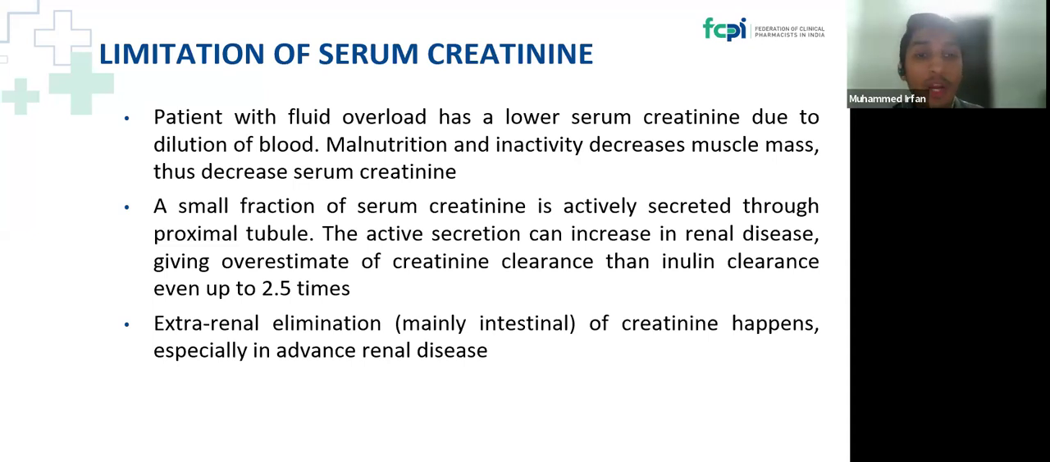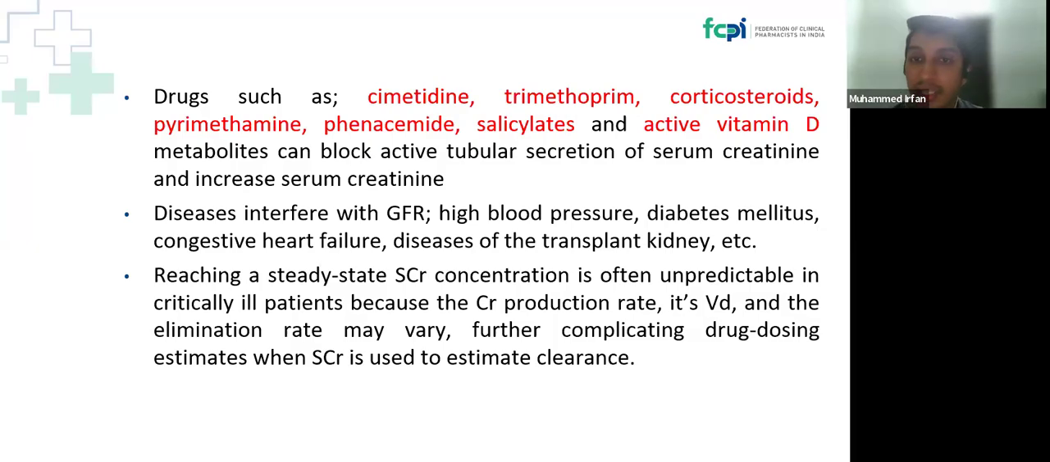Thus, a decrease in serum creatinine can be seen in those patients. A small fraction of serum creatinine is actively secreted through the proximal tubule, and the active secretion can increase in renal diseases, giving an overestimate of clearance compared to inulin clearance, even up to 2.5 times. Drugs such as cimetidine, trimethoprim, corticosteroids, pyrimethamine, phenacemide, salicylate, and active vitamin D metabolites can block active tubular secretion of creatinine and increase the serum creatinine. And diseases that interfere with the GFR are high blood pressure, DM, that is diabetes mellitus, congestive heart failure, and diseases of the transplant kidney.